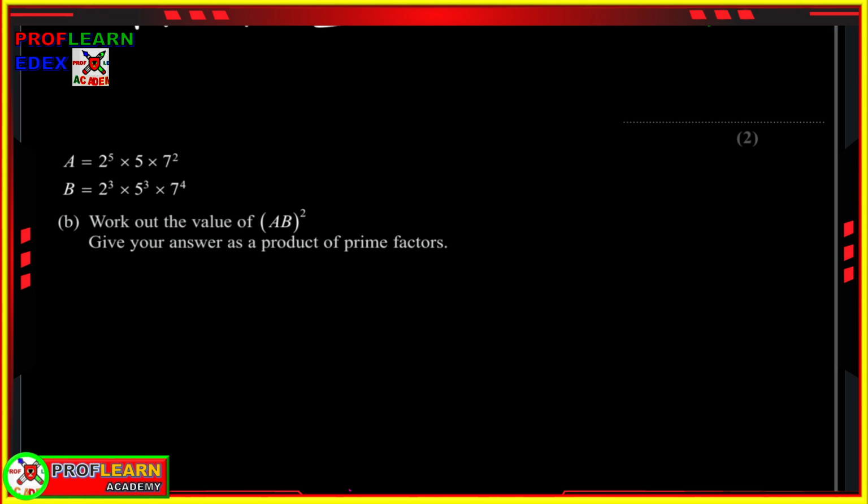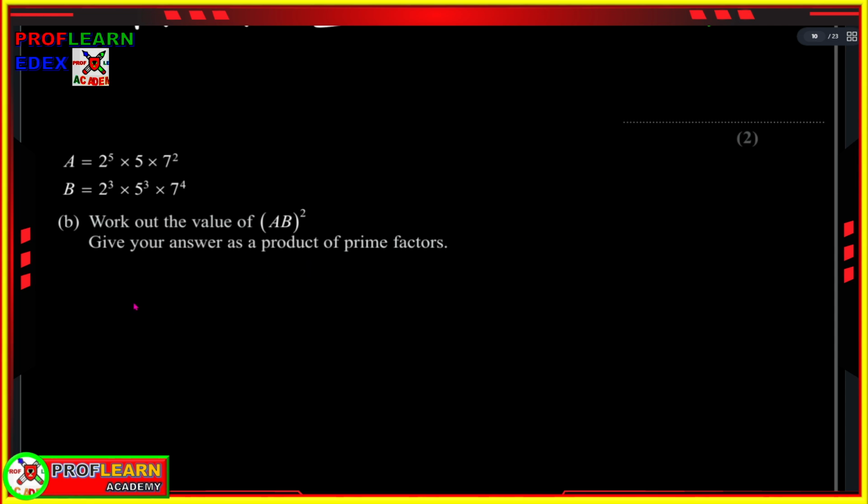We have part B. We are told A is 2 raised to power 5 times 5 times 7 raised to power 2. B is 2 raised to power 3 times 5 power 3 times 7 power 4. Work out the value of AB squared. How can we work out the value of AB squared? And we should leave our answer as a product of prime factors.